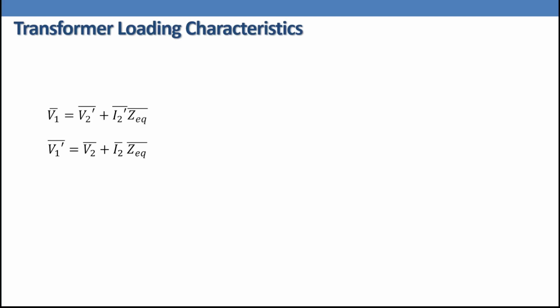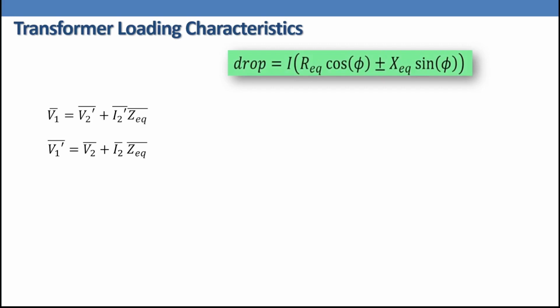And we have the Kirchhoff voltage law equation: V1 equals V2 dash plus I2 dash Z equivalent if referred to the primary, or V1 dash equals V2 plus I2 Z equivalent if referred to the secondary. So the term I2 dash Z equivalent or I2 Z equivalent represents the drop. And we calculated the drop as I R equivalent cosine phi plus or minus X equivalent sine phi, positive for lagging power factor, negative for leading power factor. I depends on the referring of the circuit, so it could be I2 dash or I2, and R equivalent and X equivalent will be R1 dash plus R2 or R1 plus R2 dash. It depends on the referring.